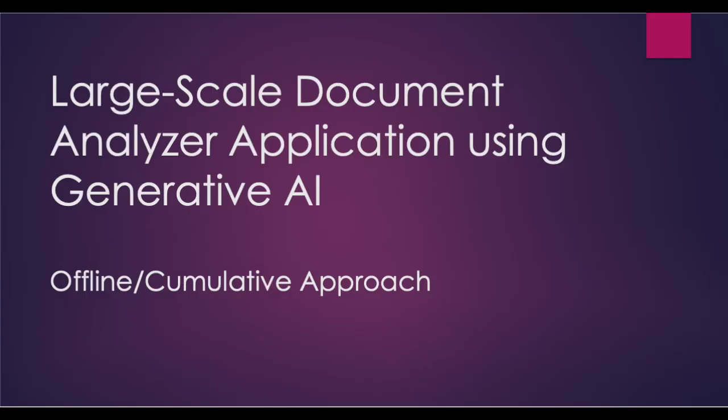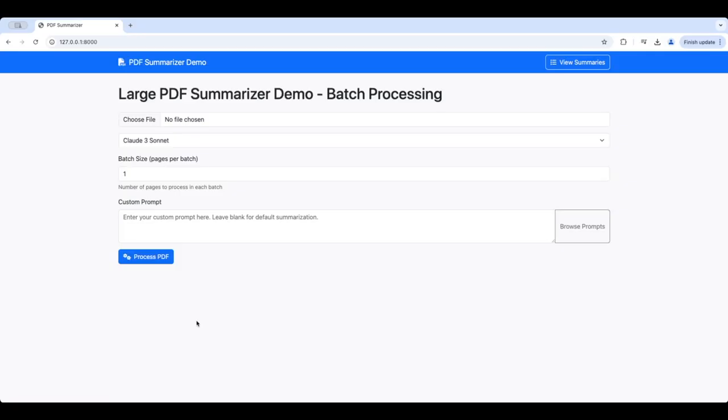So with that, let's go ahead and take a look at the demo. Welcome to the demo for large document summarization, where we are going to see a cumulative MapReduce approach. In this UI, I've created a few UI elements for us to see the demo. Here you will select the file that you would like to upload. You will select the large language model to process it. You can select the batch size based on your choice.